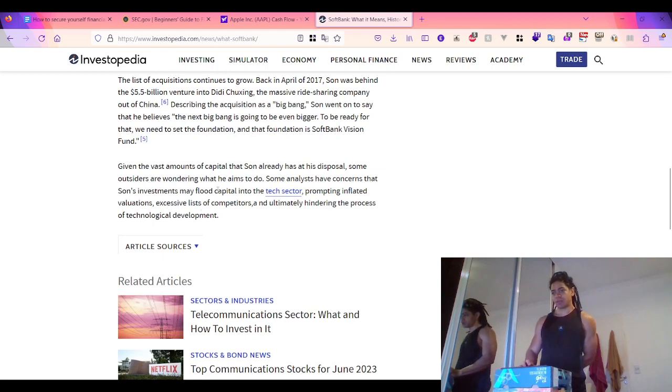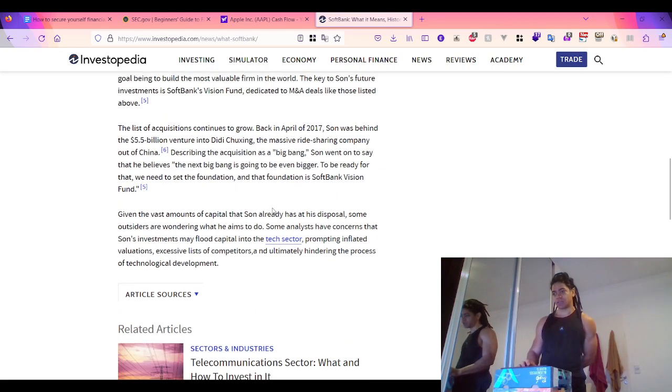Given the vast amount of capital that Son has at his disposal, some outsiders are wondering what he aims to do. Some analysts are concerned that such investment may flood capital into the tech sectors, prompting inflated valuations, excessive lift of competitors, and ultimately hindering the process of technological development.